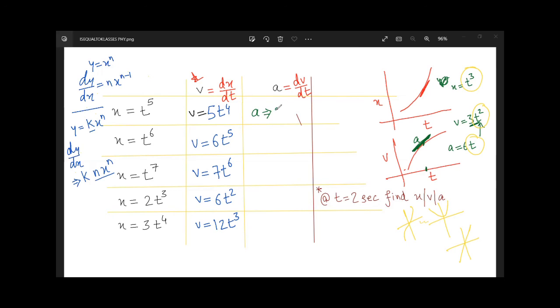20t cube. Shabash. Mr. Rudra, what will be the acceleration here? 30t raised to power 4. Shabash. What will be the acceleration here? 42t raised to 5. Shabash. Very nice. What will be the acceleration here? 12t. Shabash. What will be the acceleration here? 36t square. Shabash.